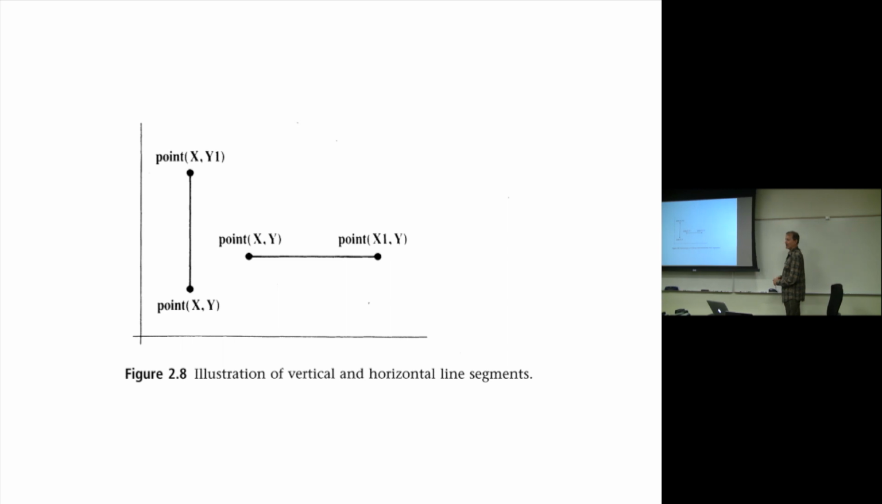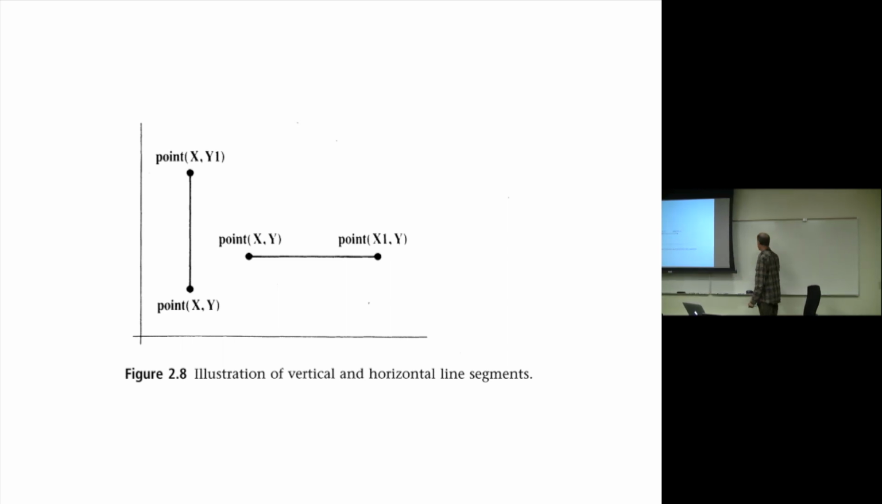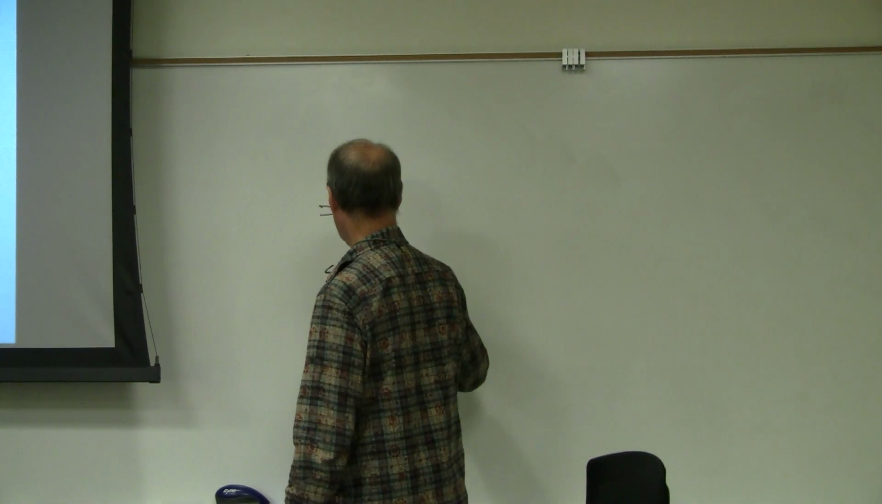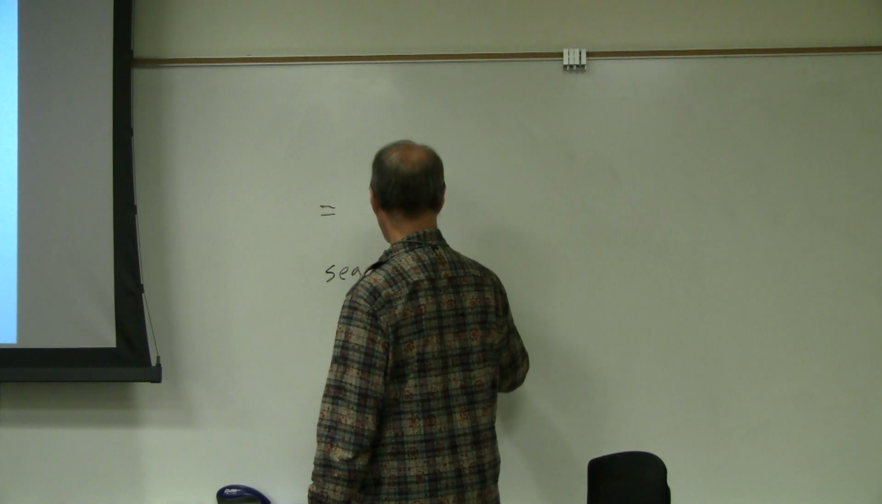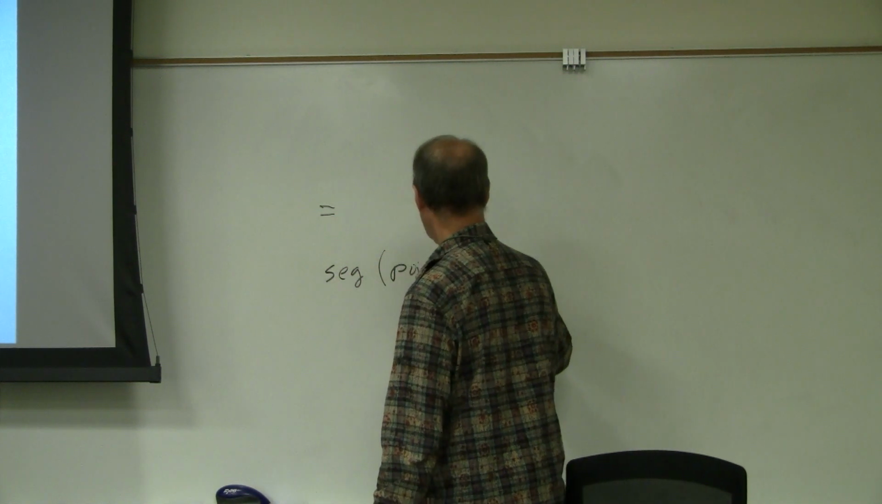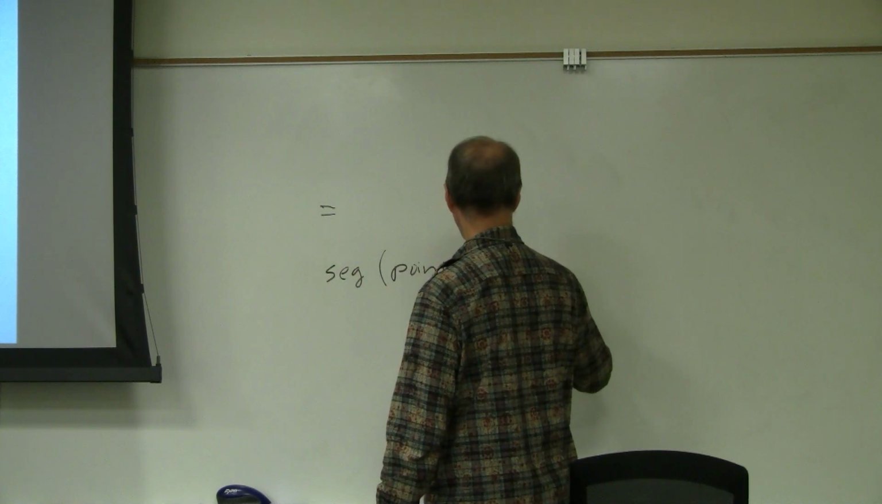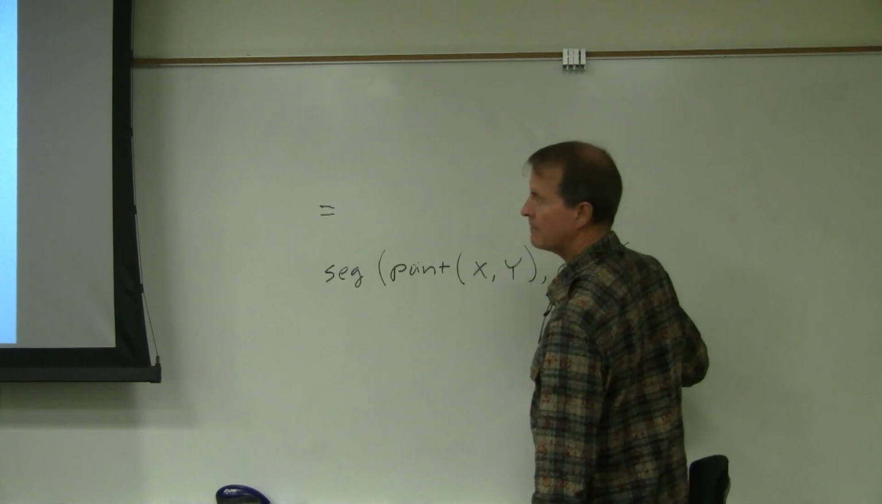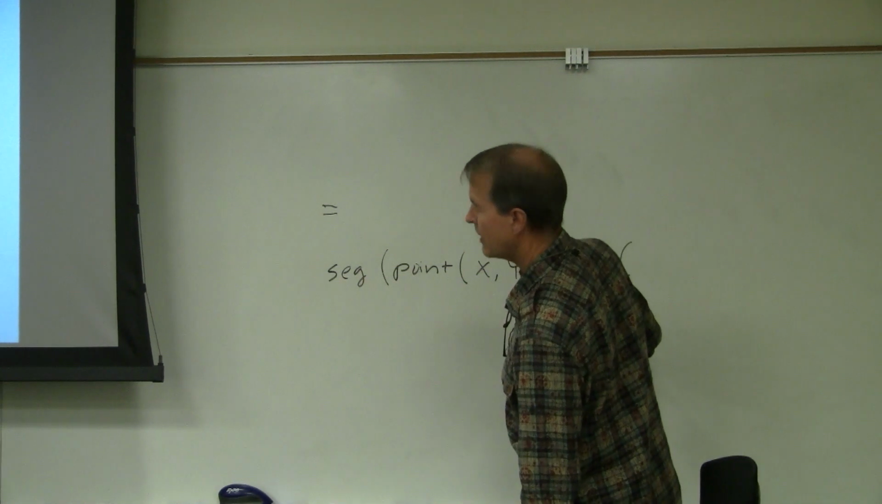Otherwise it would be a point. Well, that's a fine detail. So here, let's write down how you would check to see whether the segment is a vertical line segment. You would say seg, and then actually just this. You would say point, capital X, capital Y, and then point, and then X and Y1.